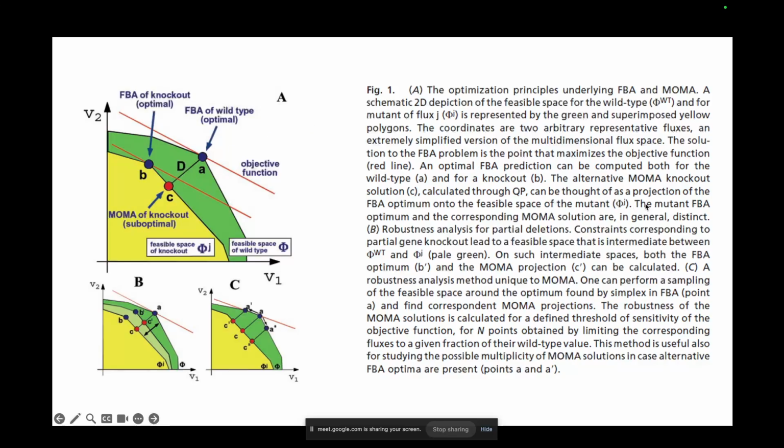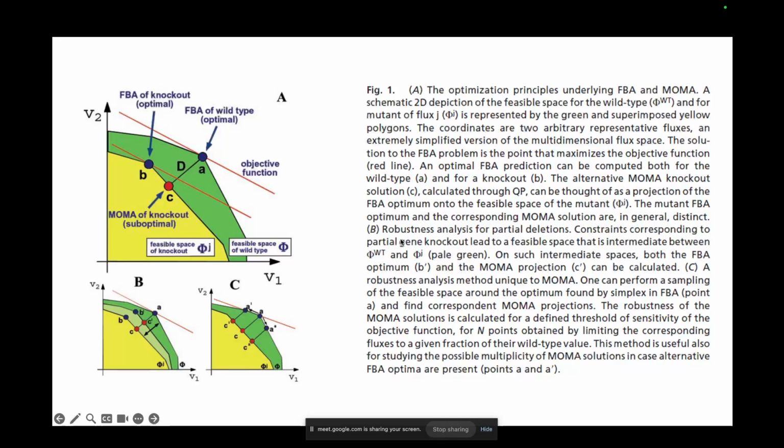So what is the story here? The mutant FBA optimum and the corresponding MoMA solution are in general distinct. How is the MoMA solution different from your FBA solution? This is the wild type solution. The corresponding MoMA solution is a projection of this FBA solution onto the particular knockout space. So these are the two points: this point is predicted by FBA and this point is predicted by MoMA.